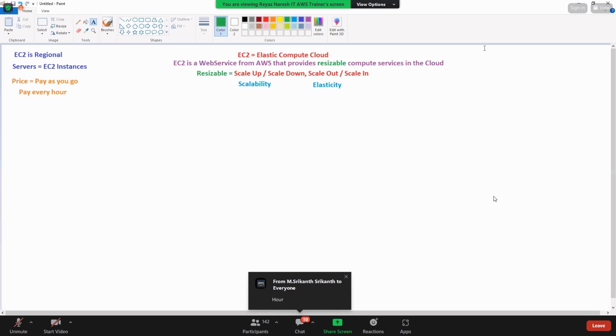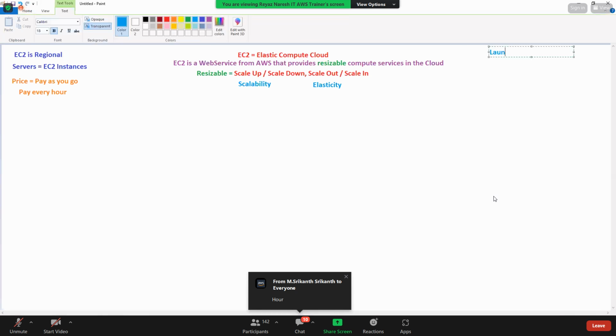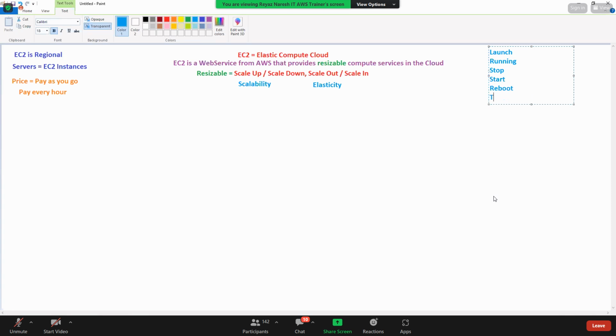Okay, so when you go and launch, what do we do? We go and launch the EC2 instance, and then the EC2 instance will be running. You can stop, start, reboot, or terminate. When the EC2 instance is in the stop state, will it be billed or not? No bill. When it is terminated, no bill. When it is running, it will be billed.